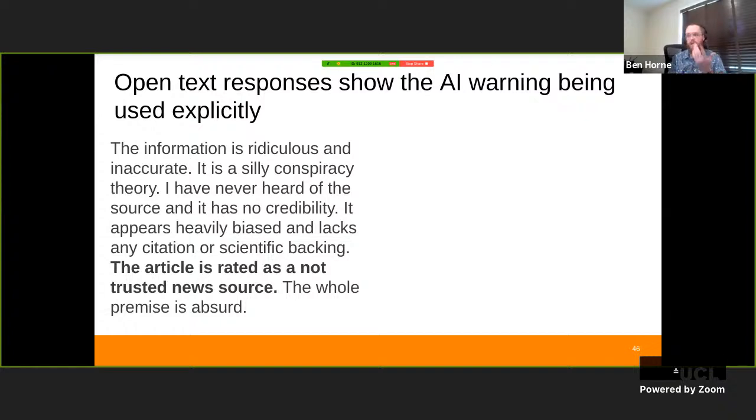Lastly, one thing you do see, which I think is sort of good for computational work, is that the AI warning is being used explicitly often in the reasoning behind believing or not. So you can see that they have lots of different heuristics being used first. So they think the information is inaccurate, it's a conspiracy theory, heavily biased language, etc. And then they say the article is rated as not trusted news source by this AI. So you can see that this is actually being used in reasoning, although in pairing with many other pieces of reasoning. And we find this pretty frequently throughout all of the warning labels.